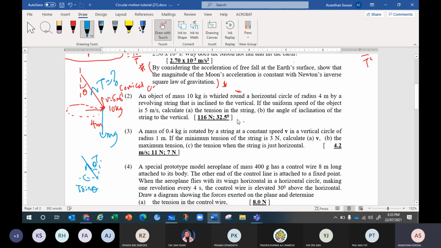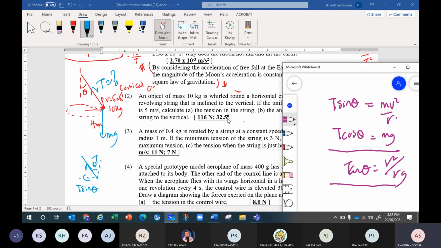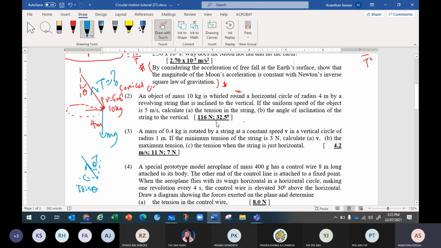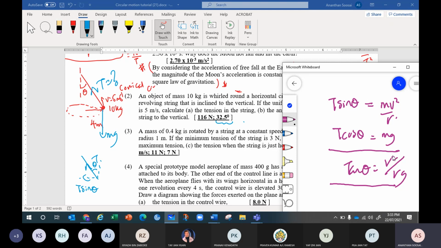Okay, guys. So according to this sequence, you can't find the tension first. You can find the angle first, then you can find the tension. You can get the 32.5 first. So which equation can be used to find the angle first? I think the third equation. The third equation can be used to find the angle. Tangent theta equals v squared over rg, right? So find the theta. The second answer, 32.5. Once you got the theta, then you can use one of the equations on top. Either the first one or the second one can be used to calculate your tension.